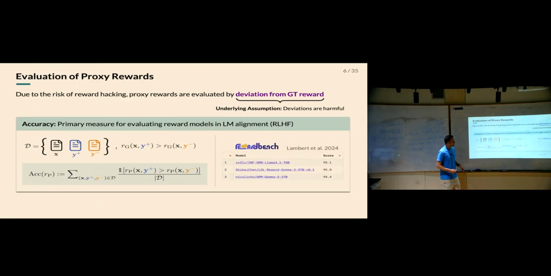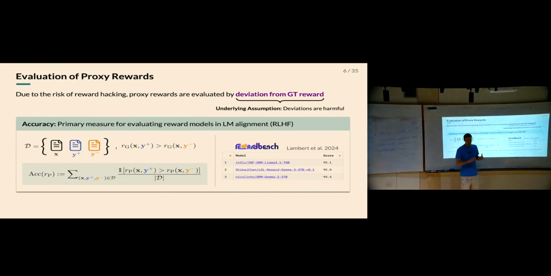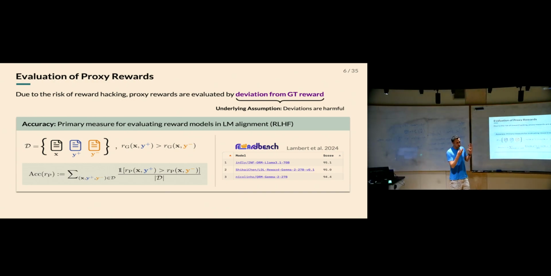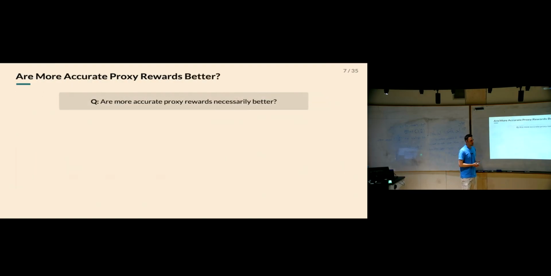Existing benchmarks for reward models in the context of alignment measure exactly this. They give you a list of which reward model is more accurate over their fixed data set of preferences. So this is the state of affairs, which corresponds to trying to find proxy reward models that are closest, hopefully, to the ground truth. And this raises the question of whether this is really what we should be doing. Is it true that more accurate proxy rewards are necessarily better?